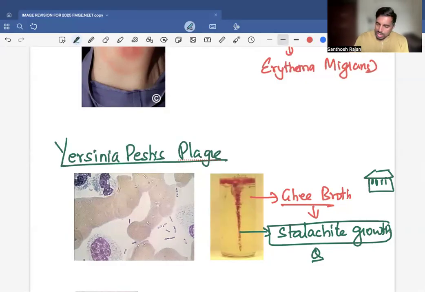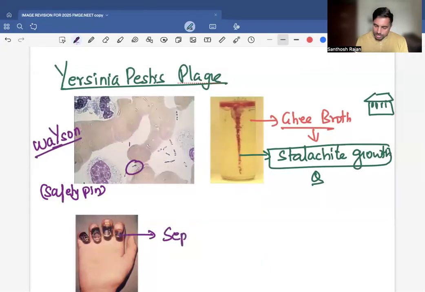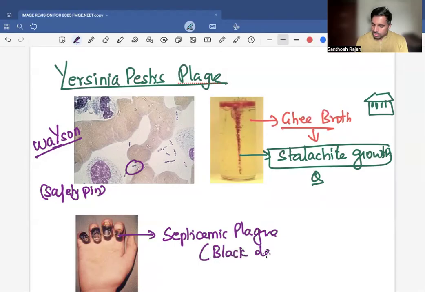Okay, and the special stain you do here is Wayson stain. Wayson, here also there is a Y, Wayson stain. You see typical, what you see? Typical safety pin appearance. Safety pin appearance, okay? Bipolar safety pin. This is the typical, what you call the plague, which is septicemic. Septicemic plague, already it's very dangerous, which is gangrene, that leads to the Black Death. That's all for the plague.